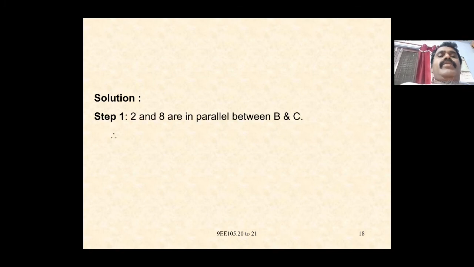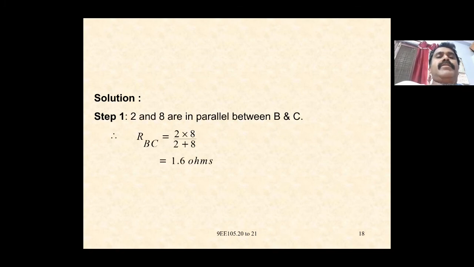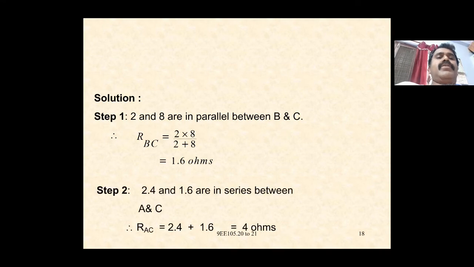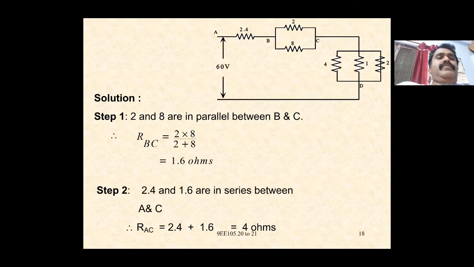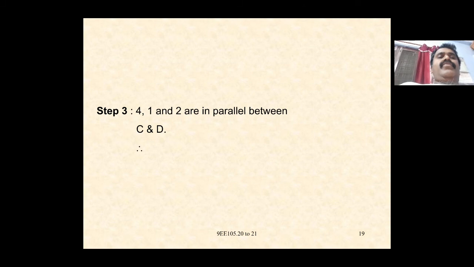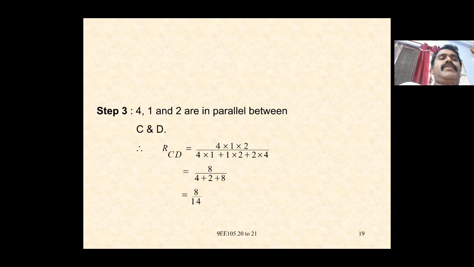So here 2 and 8 ohms are in parallel between B and C. Therefore RBC is equal to 2 into 8 by 2 plus 8, which is equal to 1.6 ohms. 2.4 and 1.6 are in series between A and C. RS is equal to 2.4 plus 1.6, which is equal to 4 ohms. So 4, 1 and 2 are in parallel between C and D. Then RCD is equal to 4 into 1 into 2 divided by 4 into 1 plus 1 into 2 plus 2 into 4. Again we get 8 by 14, which is RCD equal to 0.57 ohms.